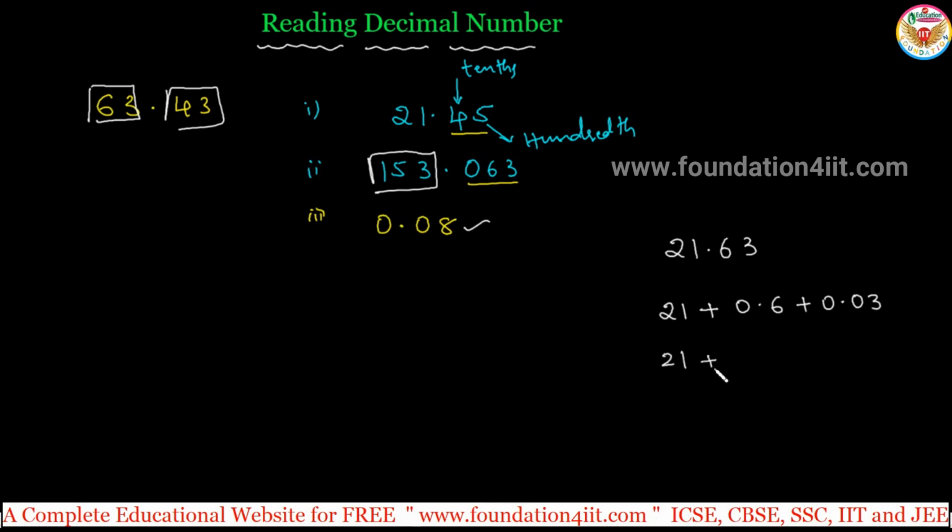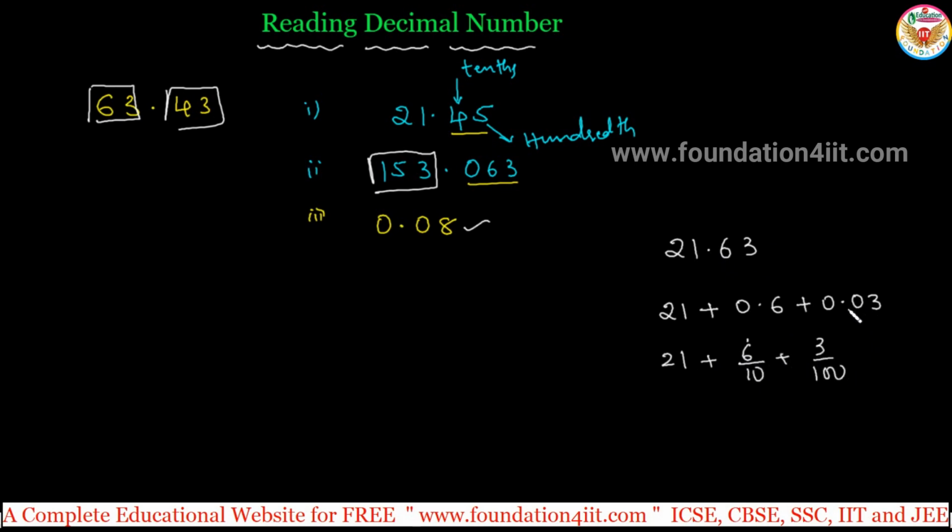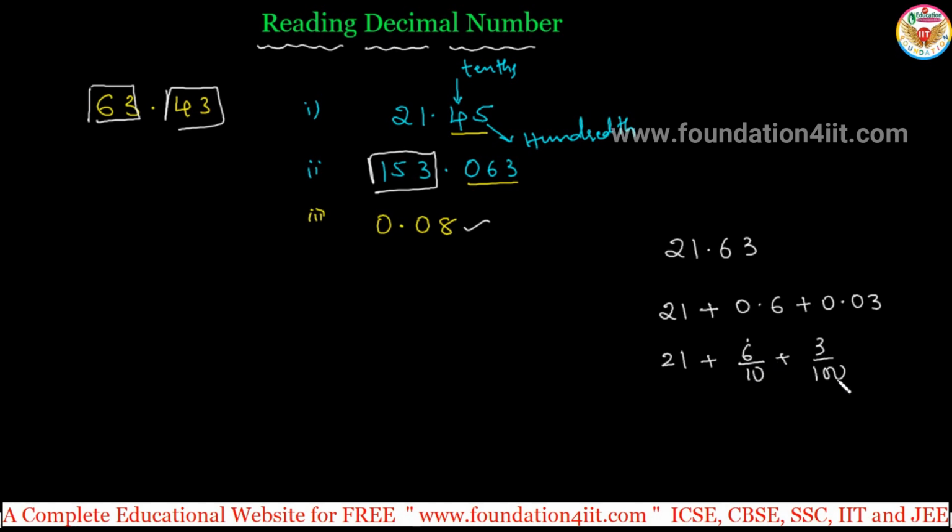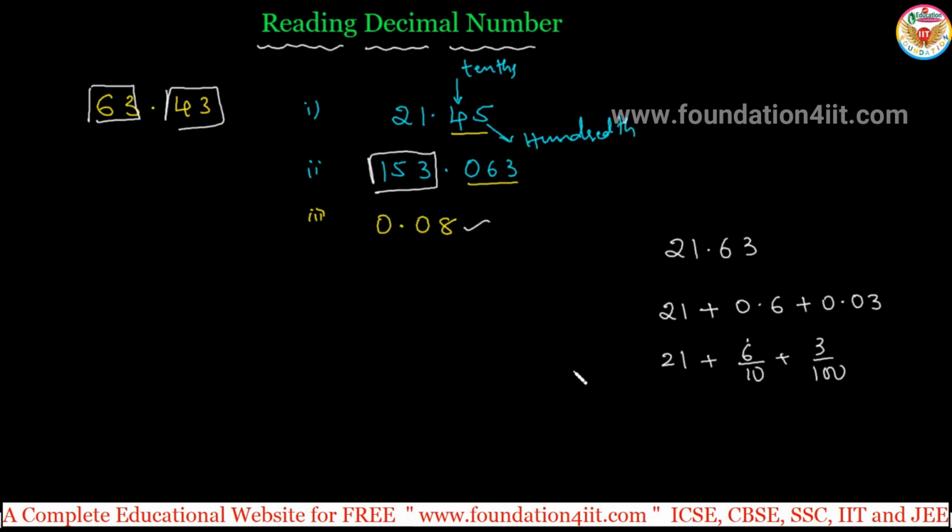That means 21 plus 6 by 10, plus 3 by 100, because you know from previous classes that 0.03 is 3 by 100. That's why 6 is in the tenths place: 6 tenths, 3 hundredths. That's why after the point the first number is tenths, next hundredths, next thousandths, and so on. Similarly, on the left side of the decimal point it is units, tens and hundreds. We know that already. So this is the way we need to read it out, right?